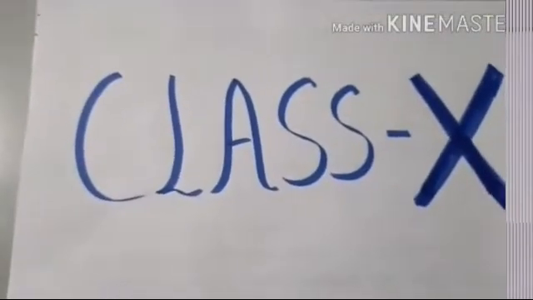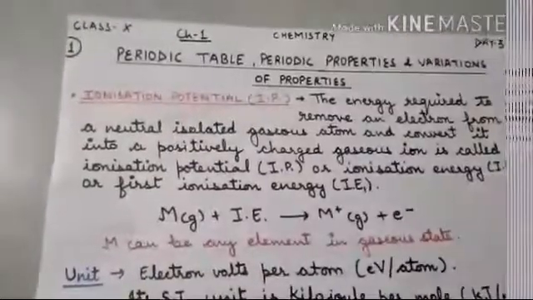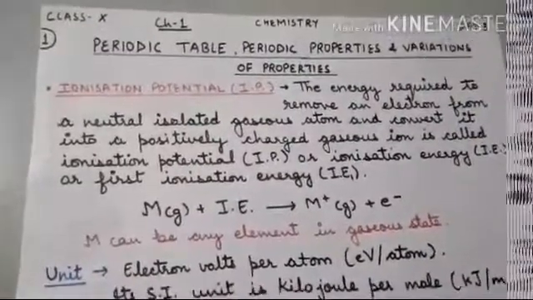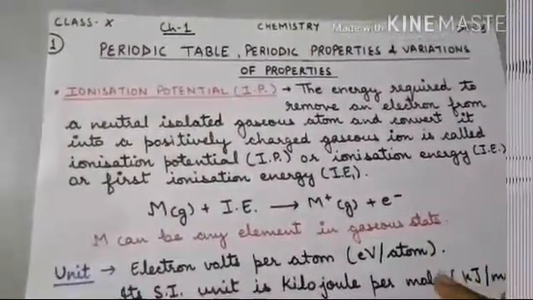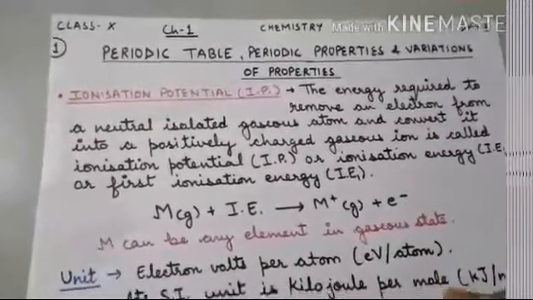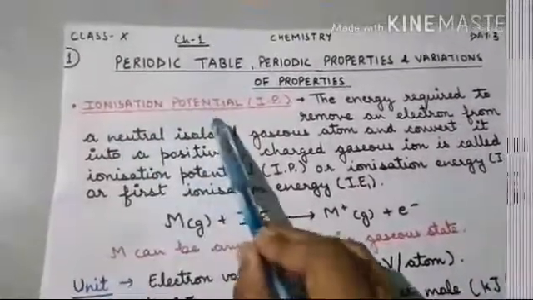In chapter 1 we have learned some of the new topics. In periodic properties we have learned about atomic size. Now the next periodic property is ionization potential.